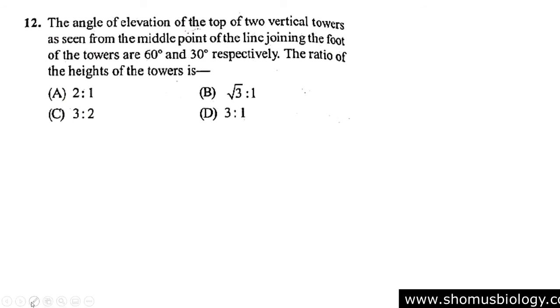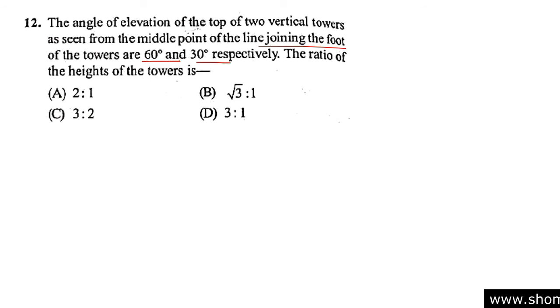Now I'll solve another question here. The angle of elevation of the top of two vertical towers as seen from the middle point of the line joining the foot of the towers are 60 degree and 30 degree respectively. The ratio of the heights of the tower is.